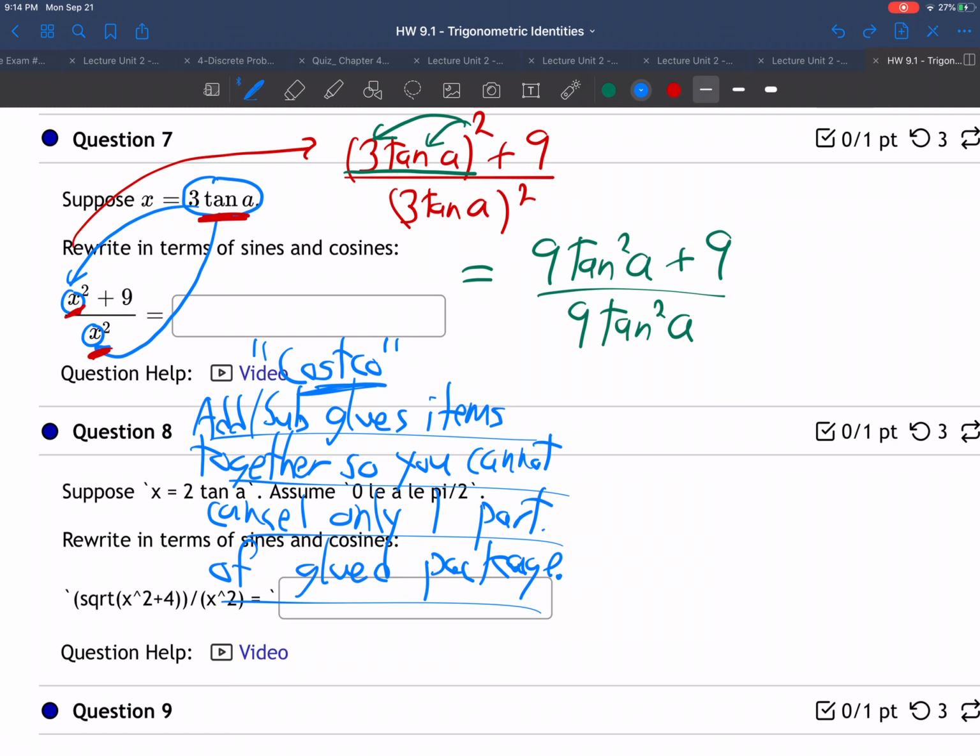Okay, so we can't do that. You know what I'm saying? If this was times, if that was multiply, I would totally just cancel those out and the answer would be 9. That would be great and fine and good to do. But if it's plus or minus, you can't do it. Plus and minuses is like glue.